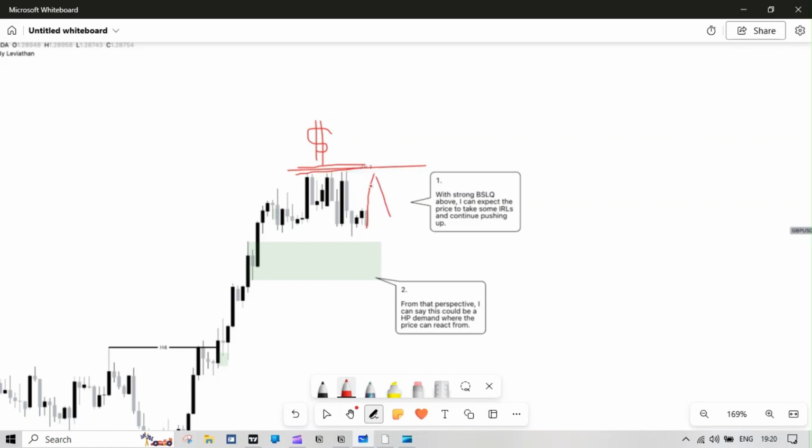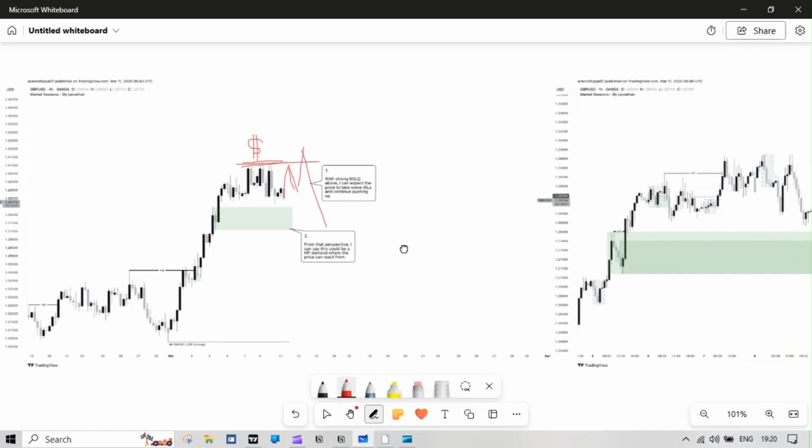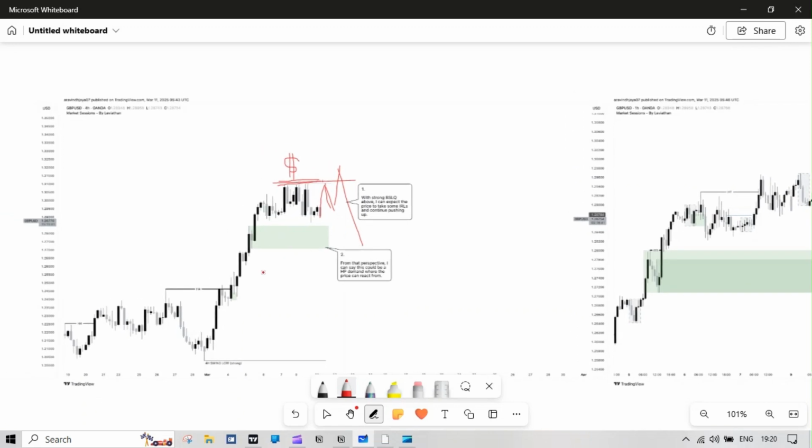Once all the early sellers sell, the market pushes up and takes all the stop losses above and then starts to push down. So that's the typical liquidity trap. But nowadays, the market has evolved so much, so we can't say that this is going to happen exactly. So just play the price action. That's it. So from the 4 hour perspective, I can also expect the price to go further up.